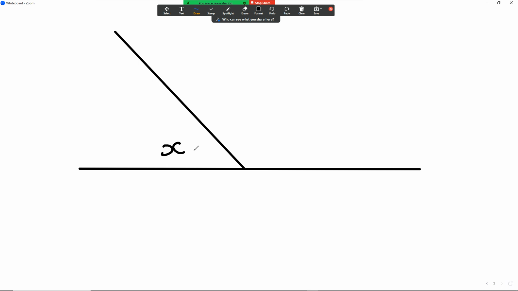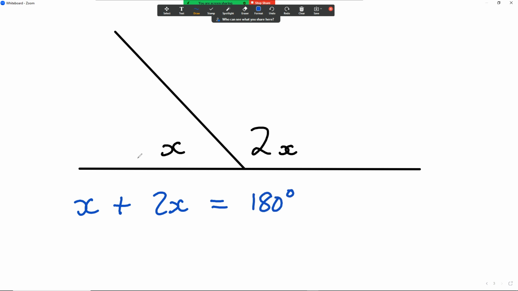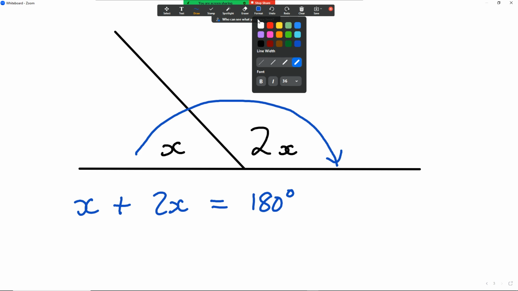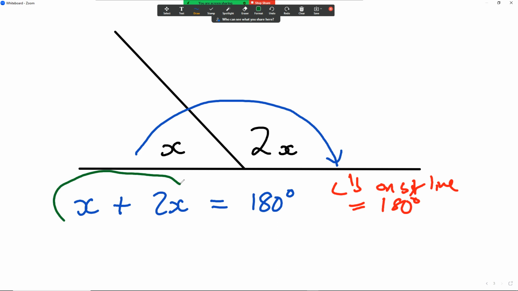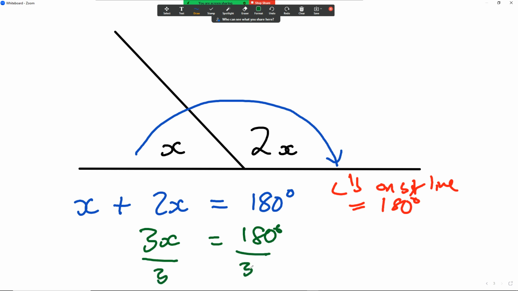but over here this is given as x and this side is given as 2x. So using algebra, if I take x plus 2x, that'll come to 180 degrees because adjacent angles on a straight line, angles on a straight line equal 180 degrees, right? But I need to find x now. So what is x plus 2x? 3x. And so I divide both sides by 3, and therefore I can see that x is equal to 60 degrees.